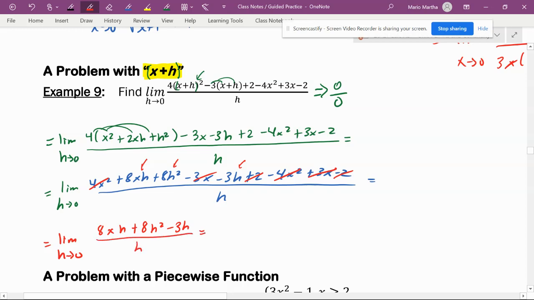So here, if you notice now, we can factor out, in the limit as h approaches 0, an h on the numerator, so that's 8x plus 8h minus 3, all over h. Those two divide out. And then if we do direct substitution, we're going to get 8x minus 3. And that would be your answer.